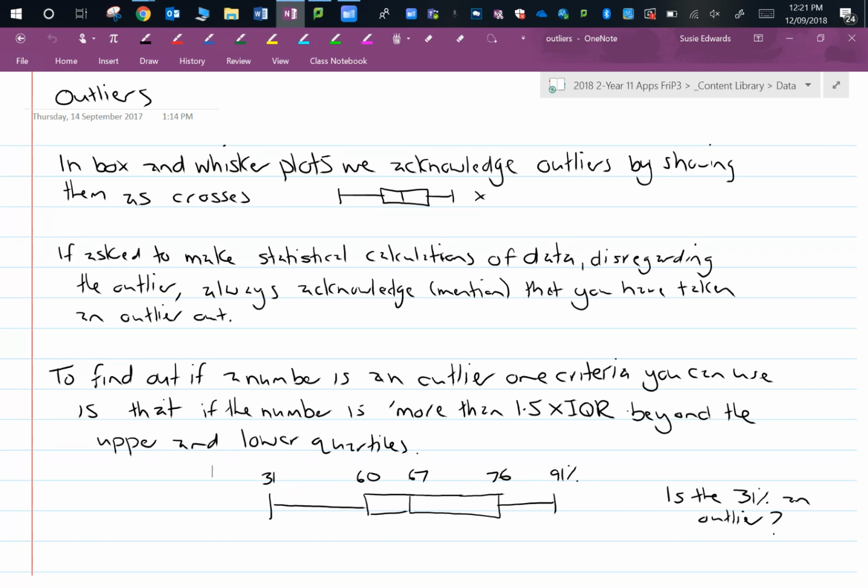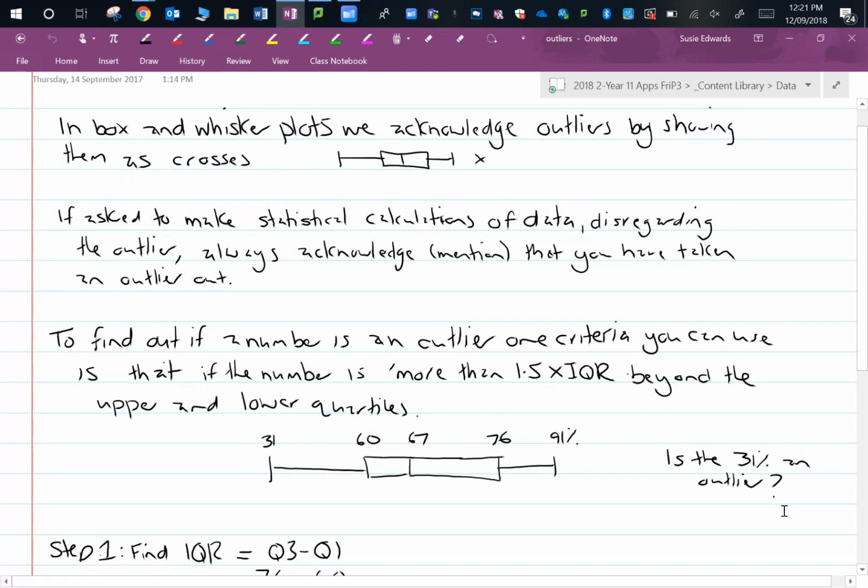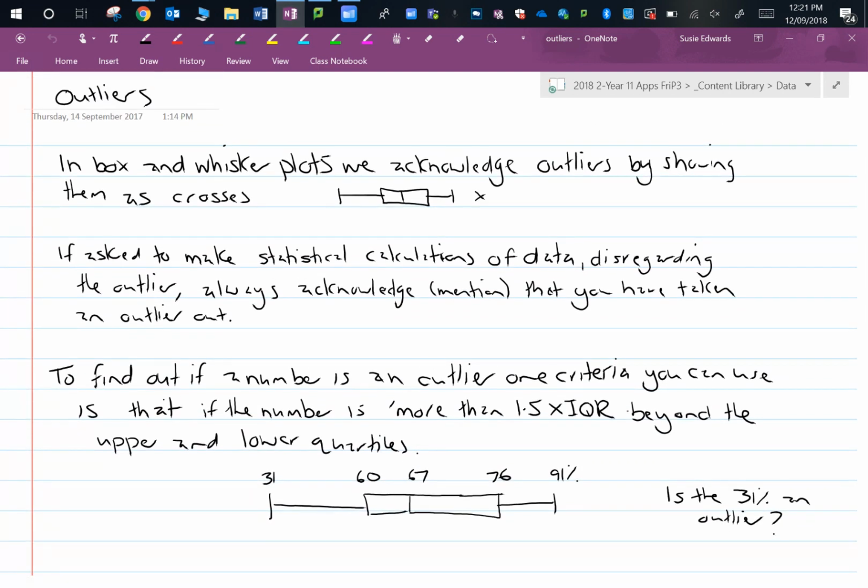All right, so the criteria we use to find an outlier is more than 1.5 times the interquartile range beyond the upper and lower quartiles, which sounds a little bit confusing. So our question is, is 31% an outlier? If I got given this set of data, we're saying, is this number, the minimum number, 31, an outlier or is it not an outlier?